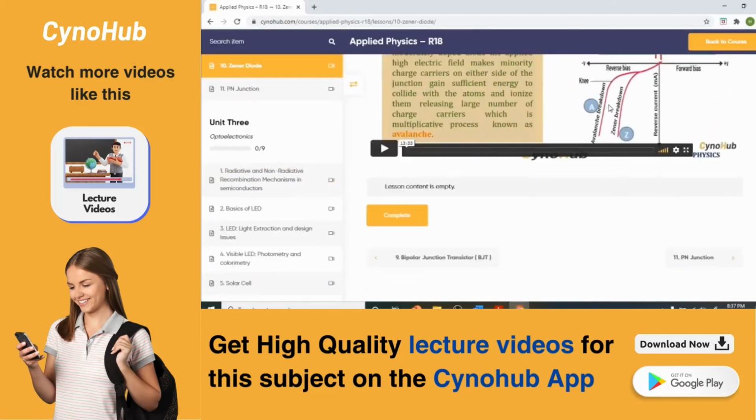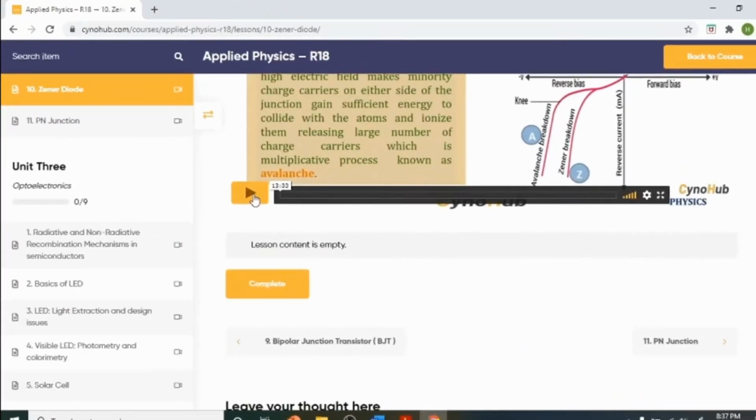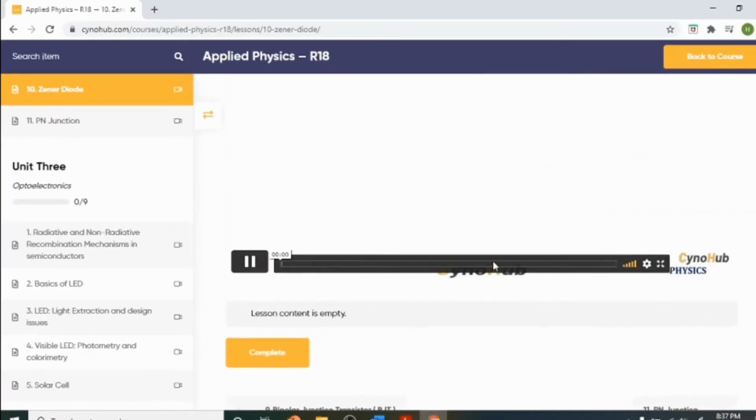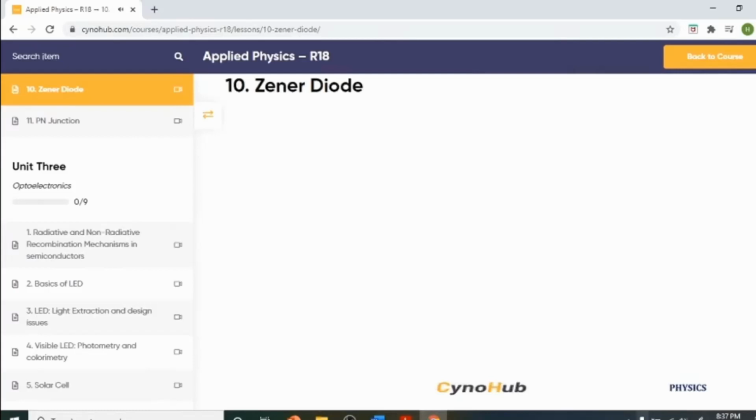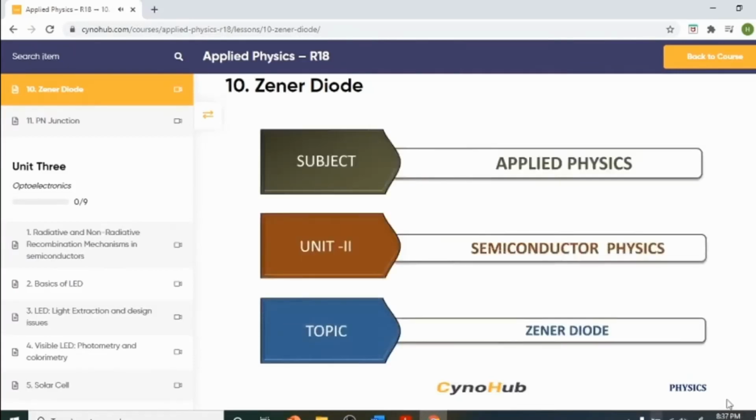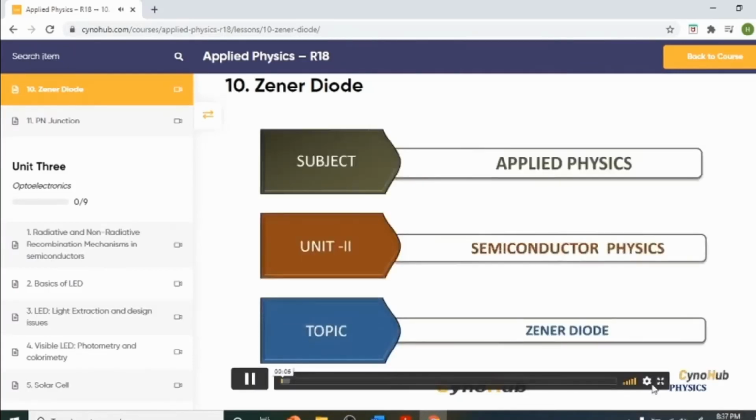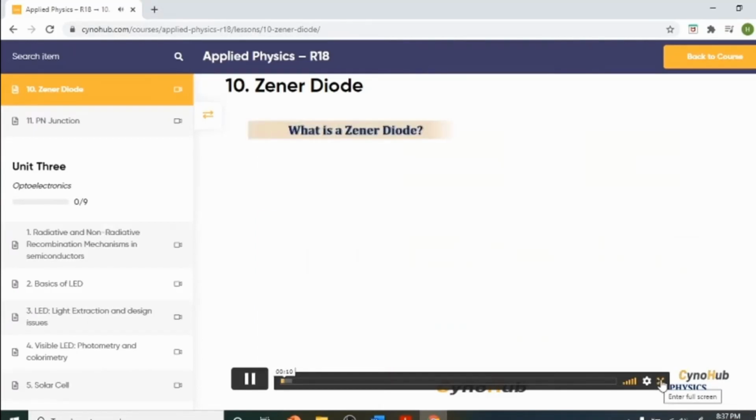This is how it would be. I am now playing it for a while, just see. Dear students, we will be discussing the Zener diode in our semiconductor physics section. So there will be audio also. What is basically a Zener diode? I think you would be getting that audio.